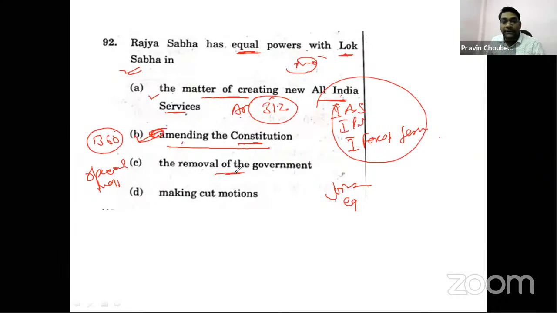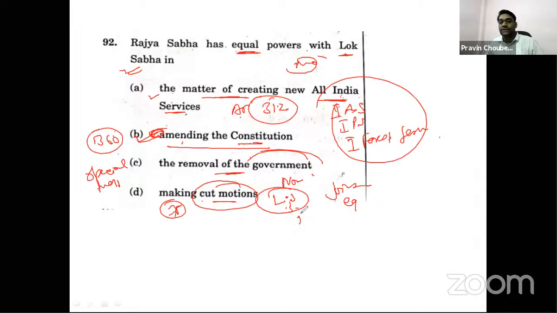And the removal of the government: as you know, Article 75 says the council of ministers is directly responsible to the Lok Sabha, and the Lok Sabha has the power to pass a no confidence motion, not the Rajya Sabha. Once a no confidence motion passes in Lok Sabha, the government will be removed. And making the cut motion is part of the budget session. When a budget is passed in parliament, members ask questions and ask for cut motions. The cut motion is a provision where they ask to decrease the demand for expenditure by the different ministries. So again the Lok Sabha has the power. The entire budget is like a money bill. So money bill का पूरा जो procedure है वो लोक सभा में ही है. So making a cut motion is also where the Lok Sabha is dominant.